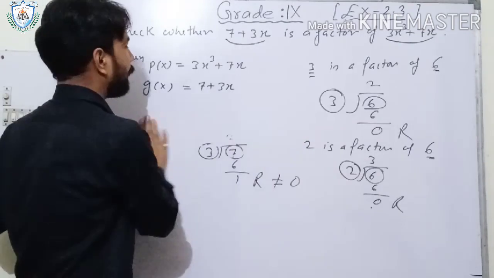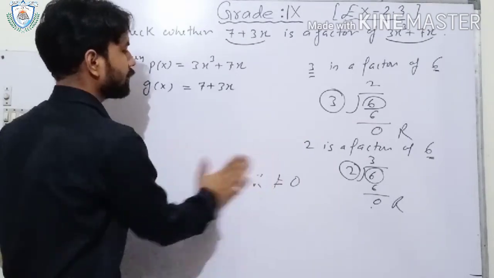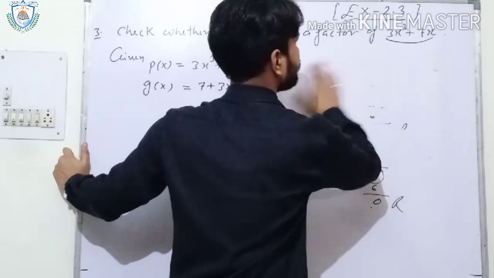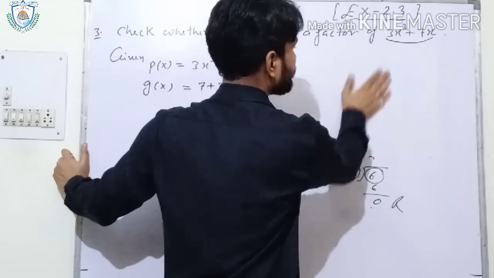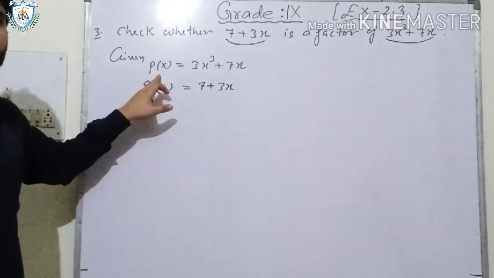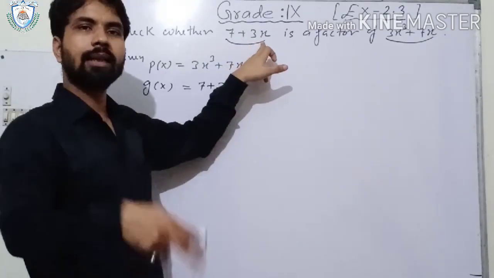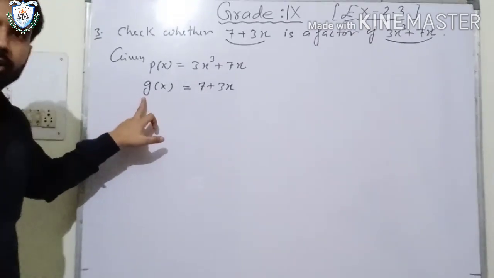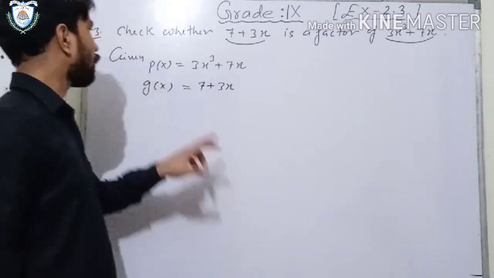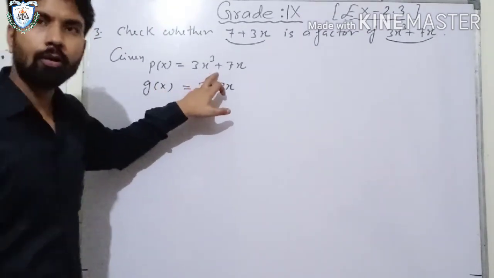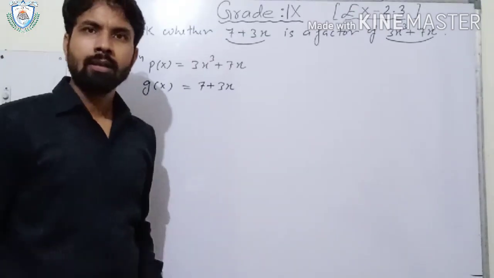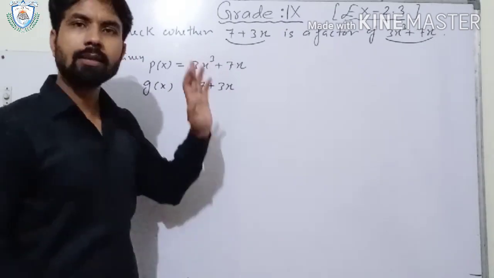In this question, we have to check whether 7 plus 3x is a factor of 3x cube plus 7x. So 3x cube plus 7x will be the dividend, and the dividend is considered as p of x. And 7 plus 3x is the divisor, so it is considered as g of x. Here we have to check if the remainder is 0, then only 7 plus 3x is a factor of this. Or if the remainder is not 0, then 7 plus 3x is not a factor of 3x cube plus 7x.